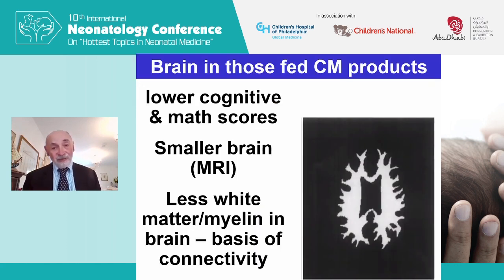We've been looking at the brain in those fed cow's milk products for some years, and aside from the lower cognitive and math scores, we found that at follow-up, these babies end up as adults with a smaller brain on MRI and less white matter and myelin in the brain, which is a basis for connectivity.